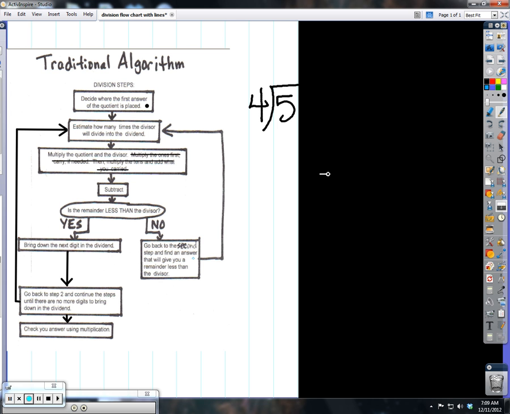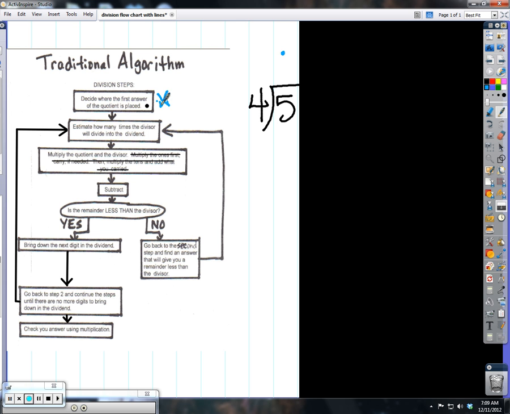Okay, so I'm going to cover up all the digits in the dividend except the first one that we see in the bracket in the hundreds place, the 5. So first, let's go through our division steps. Decide where the first answer of the quotient is placed. So you ask yourself, will 4 divide into 5? And yes, it does. So I'm going to put a dot above the 5, sort of far up above the 5, getting ready to put a digit in there.